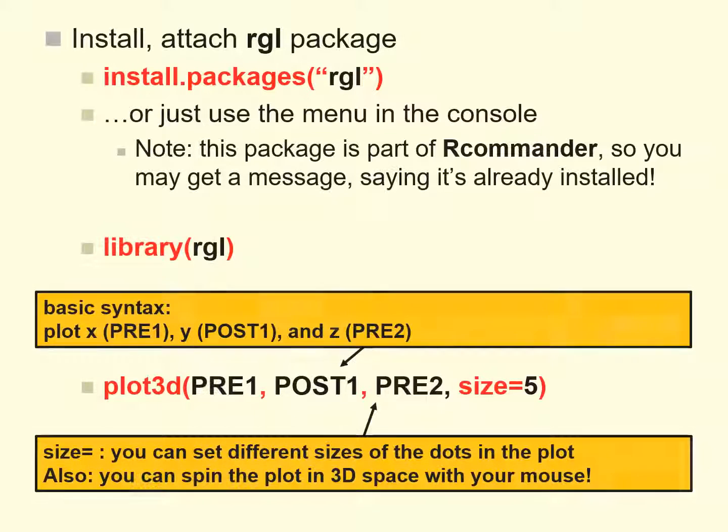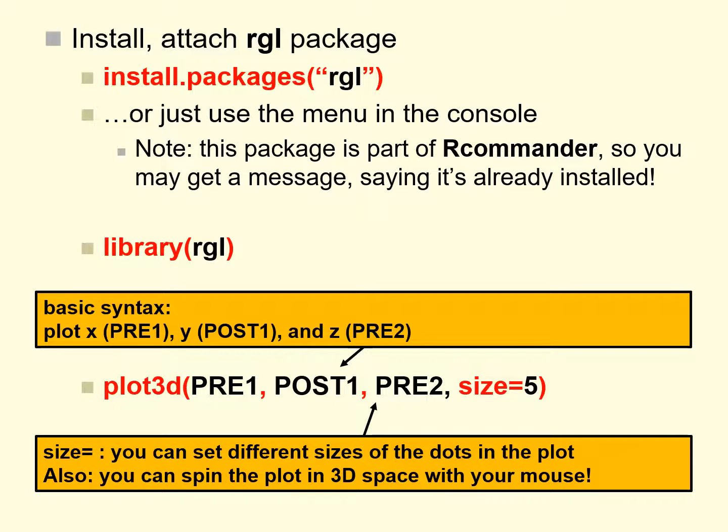Another way you could do some 3D graphing in R is to use the rgl package. Here again, we're just going to install the package or use the menus in the console. One weird thing is that this package is a dependency for Rcommander, so it's possible you'll get a message saying you've already installed this package. If you have, or even if you do get that message, type the function library(rgl) to pull rgl down off the shelf, so to speak, and then plot3d is the function within the package rgl, which allows you to do some 3D plotting. Here the basic syntax is, again, the x-axis variable, the y-axis variable, and the z-axis variable.